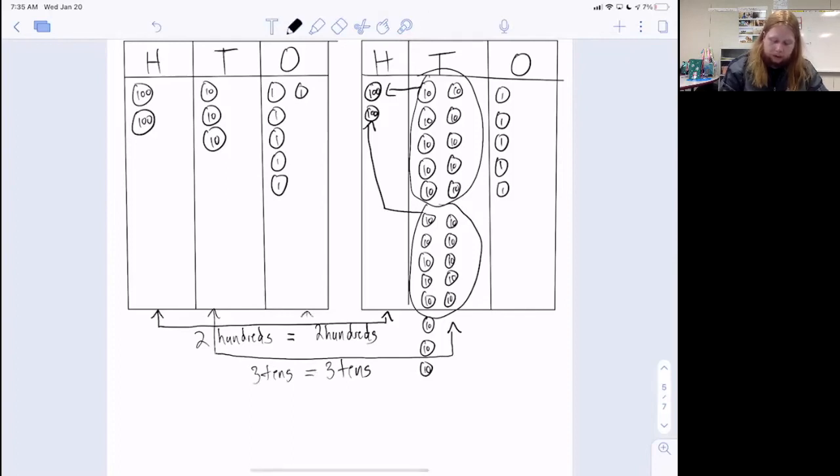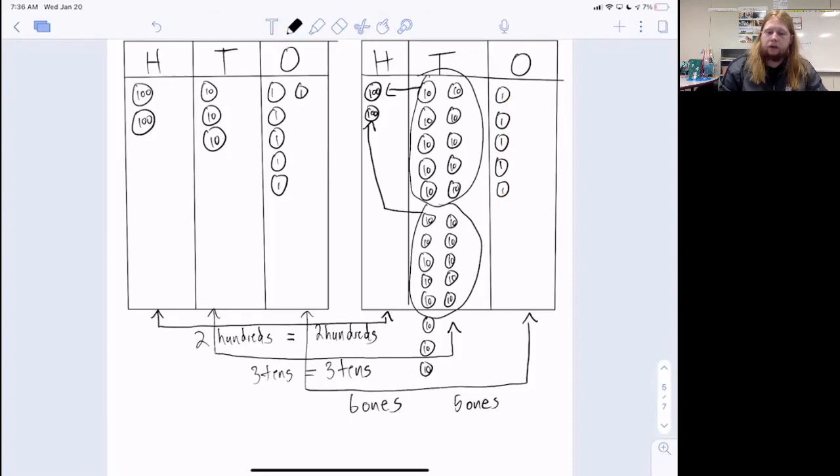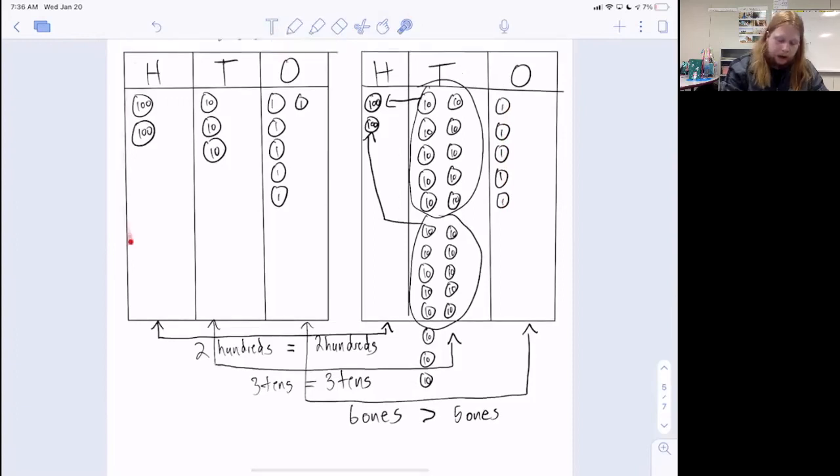Now, let's look at the ones category. And the arrows I'm doing, you don't have to do. I'm just showing them to show you how the comparisons are going. So over here we have 1, 2, 3, 4, 5, 6. We have 6 ones. And over here we have 1, 2, 3, 4, 5. Over here we have 5 ones. What is bigger, 6 or 5? 6 is bigger. And since 6 is bigger, this entire number is bigger than this entire number.